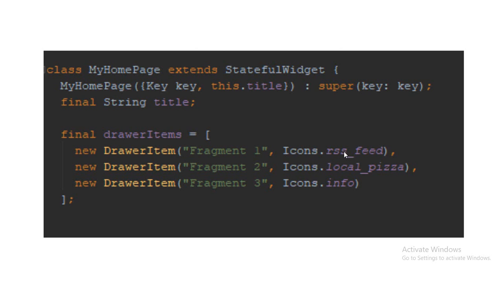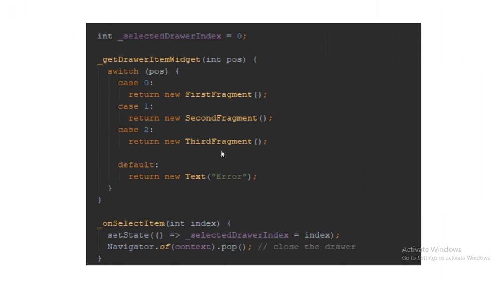First one is icons.rss feed. I told you in the previous tutorial that in Flutter we have some built-in icons. For that purpose, at first we need to call that Icons class and then dot, and we will have some suggestions there, and from them I can choose the icon I want. So this is a dynamic variable I have declared. In Flutter we can declare one dynamic variable without declaring its type. So this is how the drawer items variable is declared.